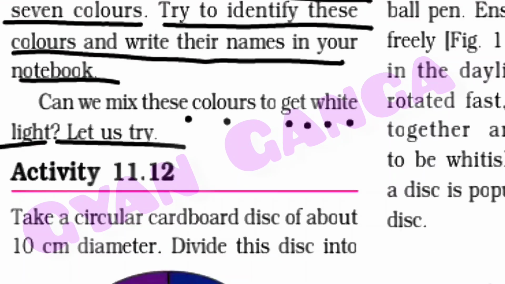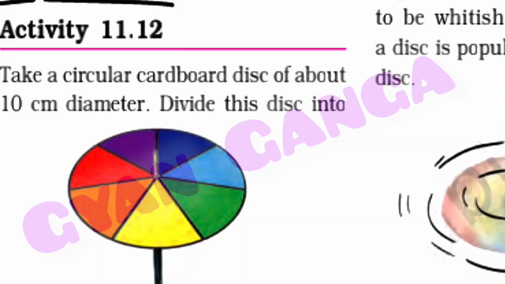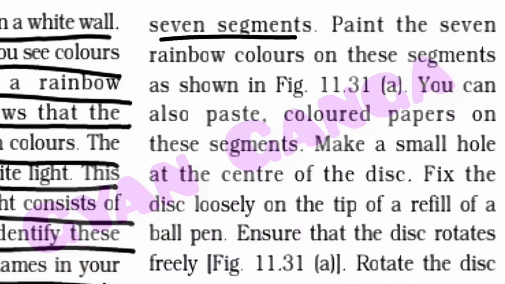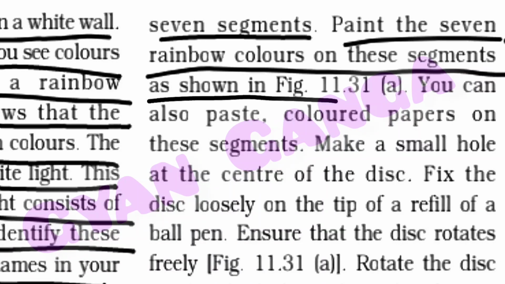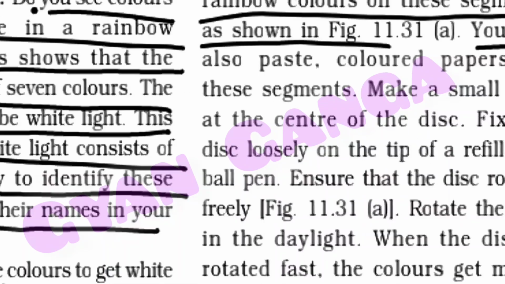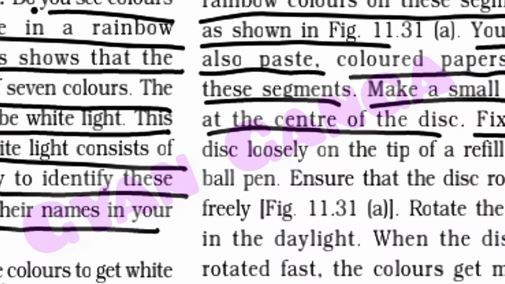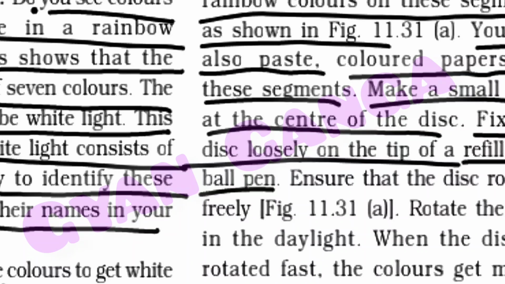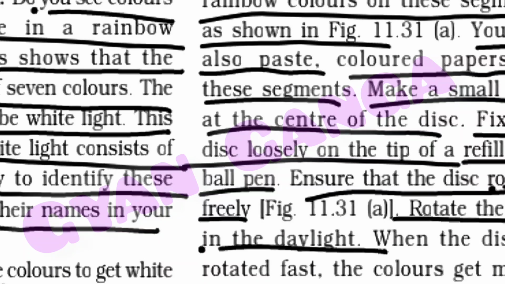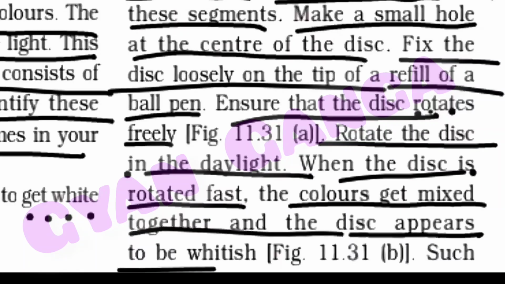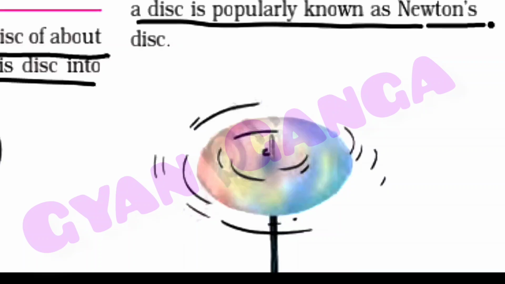Let's try out. Activity 11.12. Take a circular cardboard disc of about 10 centimeter diameter. Divide this disc into 7 segments. Paint the 7 rainbow colors on these segments as shown in the figure. You can also paste colored paper on these segments. Make a small hole at the center of the disc. Fix the disc loosely on the tip of a refill of a ball pen. Ensure that the disc rotates freely. Rotate the disc in daylight. When the disc is rotated fast, the colors get mixed together and the disc appears whitish. Such a disc is properly known as a Newton disc.